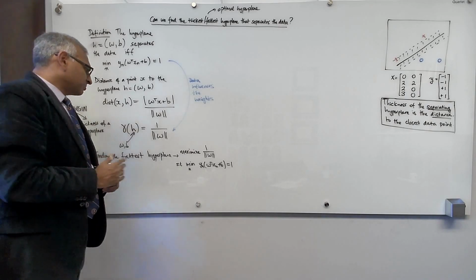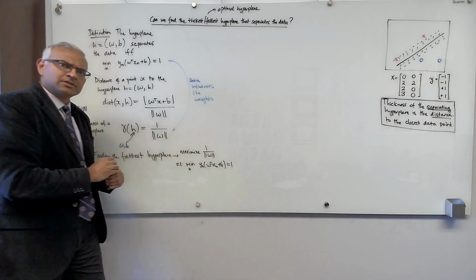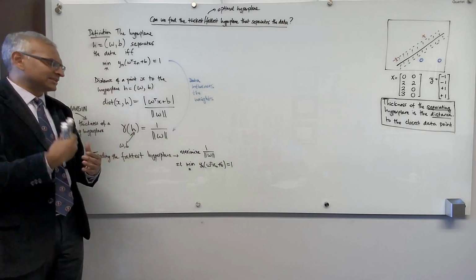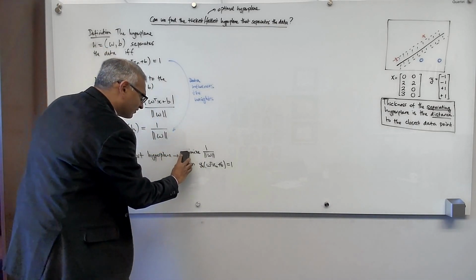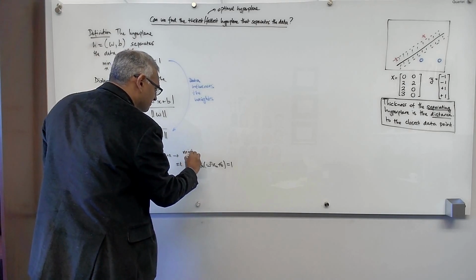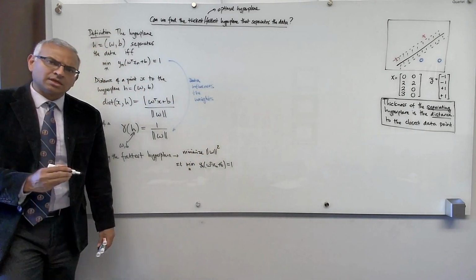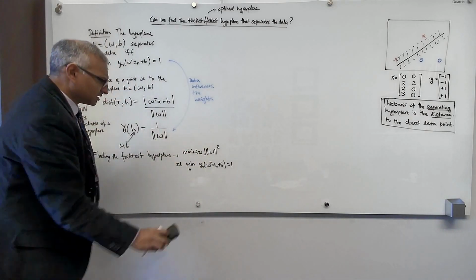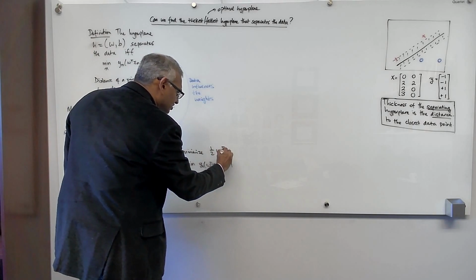So, let me massage this a little bit. We're conceptually done, but let's put it in a much more convenient form, for mathematical convenience. Maximizing 1 over the norm of the weights is equivalent to minimizing the norm of the weights. That's equivalent to minimizing the norm of the weights squared, which is equivalent to minimizing half the norm of the weights squared. I can put a half here if I want. Which is equivalent to minimizing 1/2 w transpose w.